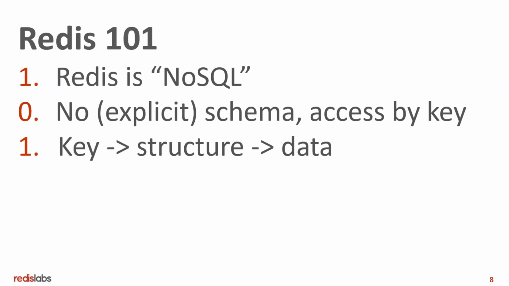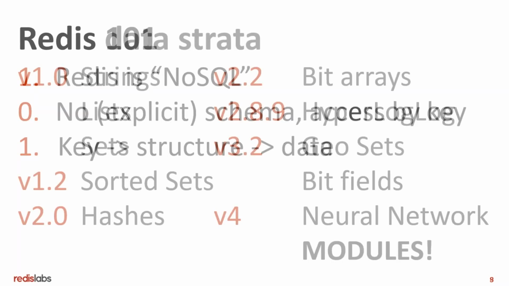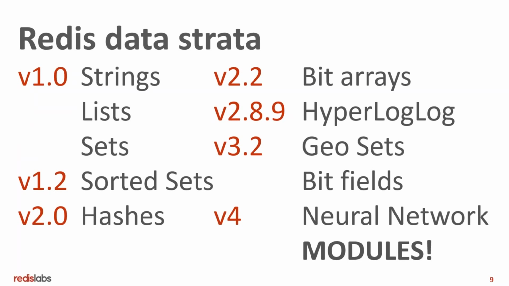Only in Redis, the way it goes is that a key allows you to access not a value but a data structure that in turn holds the actual values or the data. Redis supports quite a few of these data structures that it supports inherently.